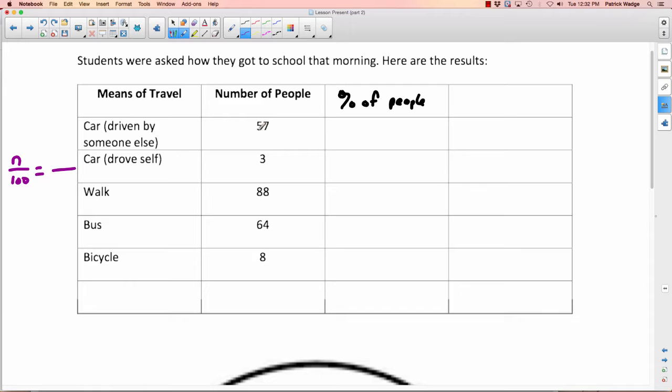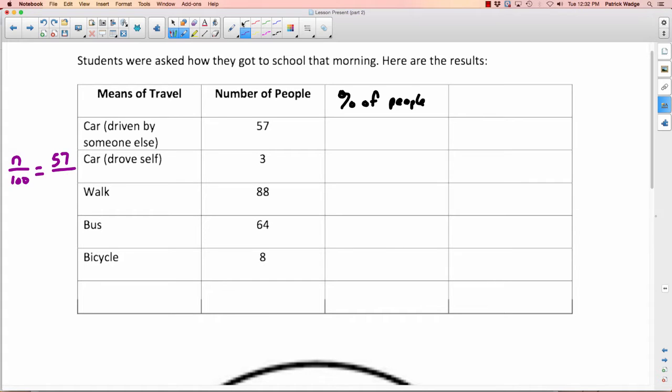Now this 57, is that all the people or only part of the people? That's only part of the people, right? There's also these people and these people and these people. So that's a part, so that goes up here. So what goes down here? We can't put another letter. We have to know this number. This is the whole number of people.